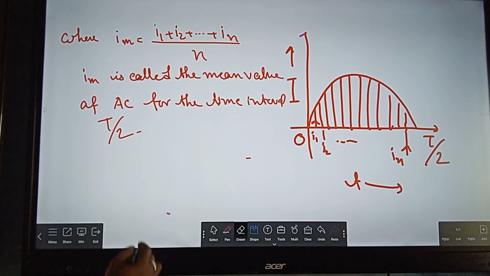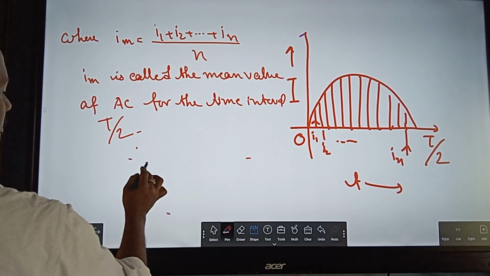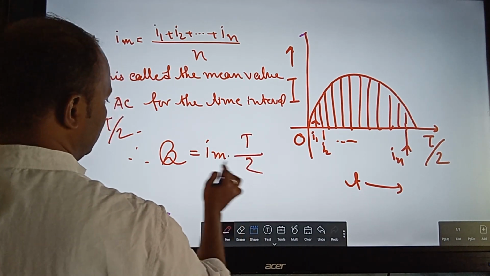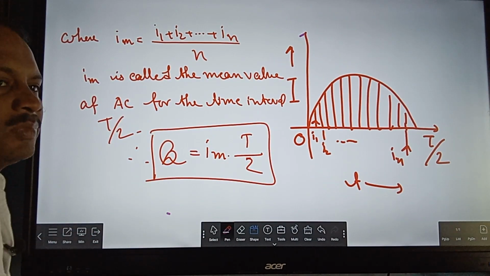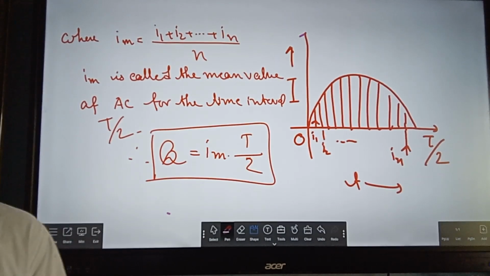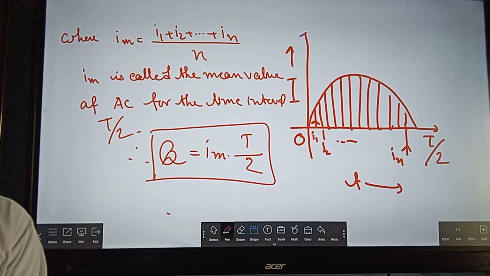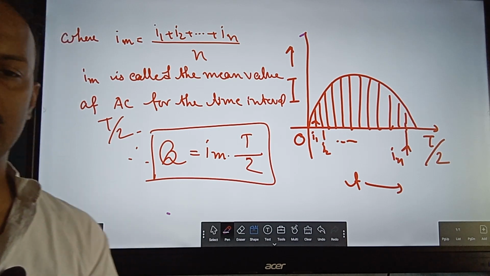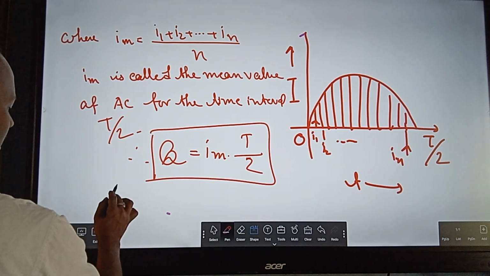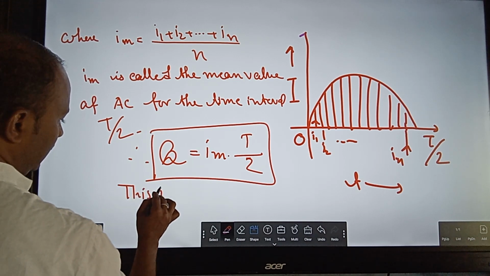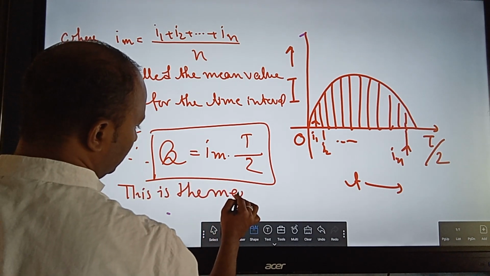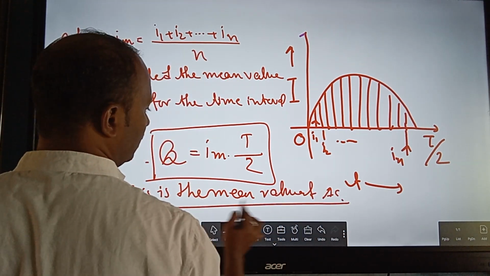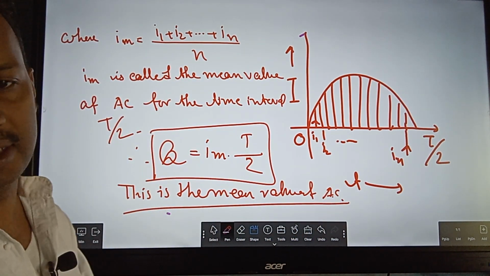So therefore we can write Q is equal to Im times T/2. Therefore Q, capital Q, means the total charge. Q is equal to Im times T/2. So this is the mean value of AC. So therefore this is the mean value of the alternating current.